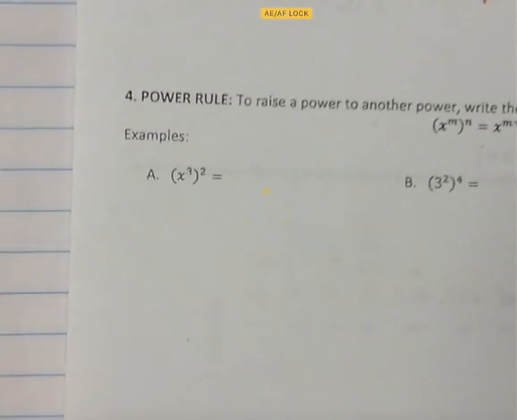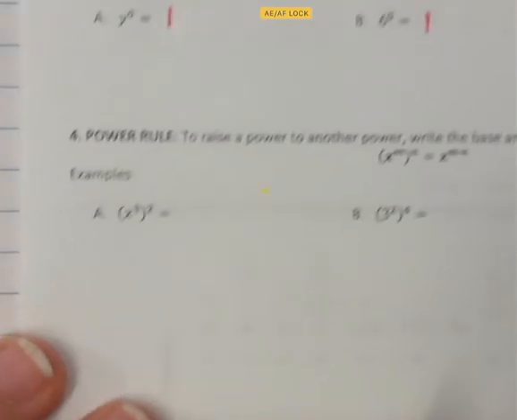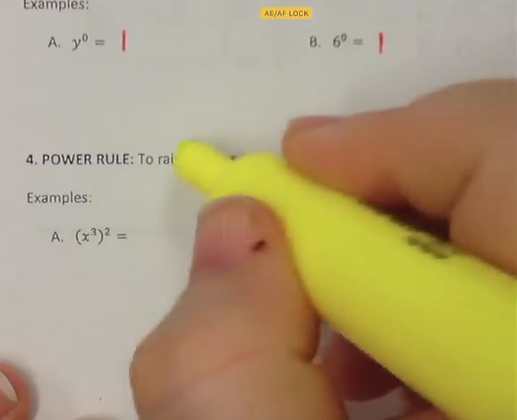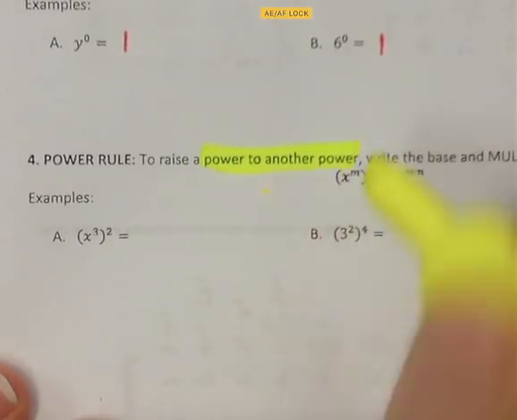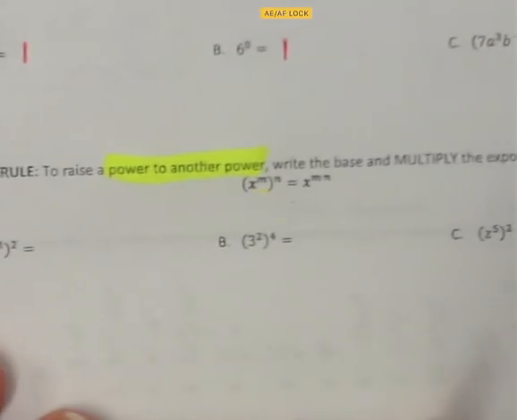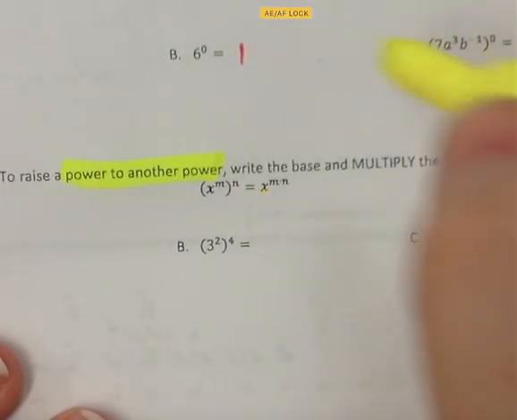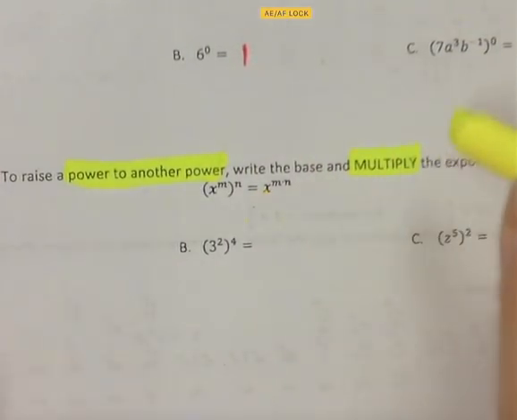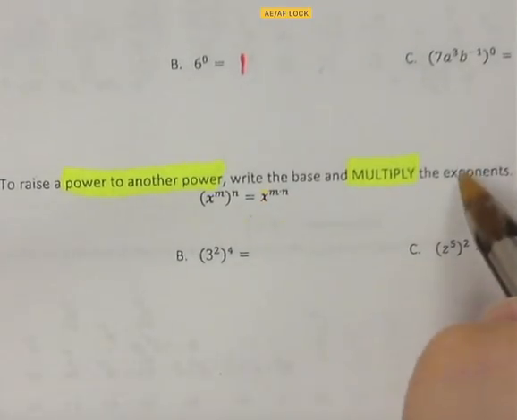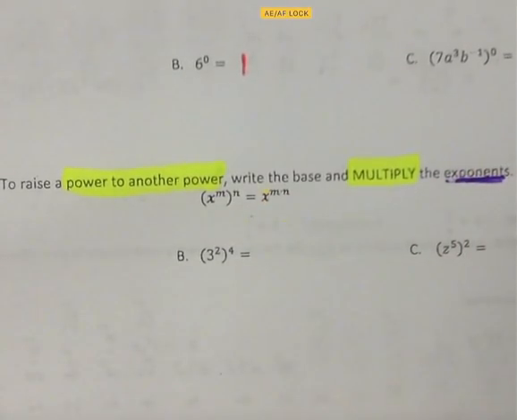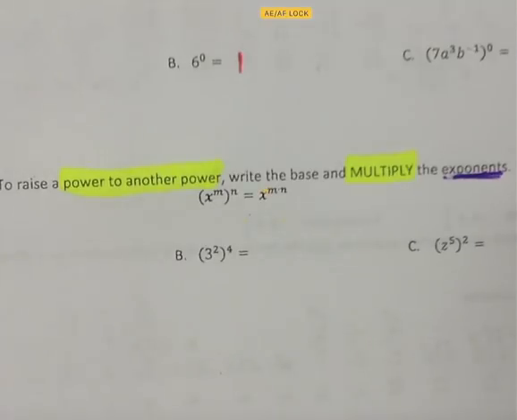The next rule we're going to talk about is the power rule. This is when you raise a power to another power. So when you basically have two exponents attached to each other, we're going to write the base, but then multiply the exponents. Not multiply the numbers, we're going to multiply the exponents.